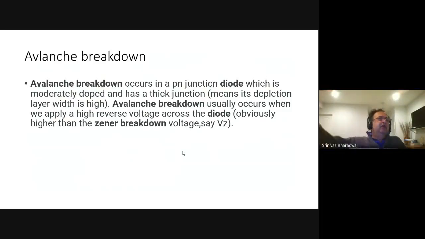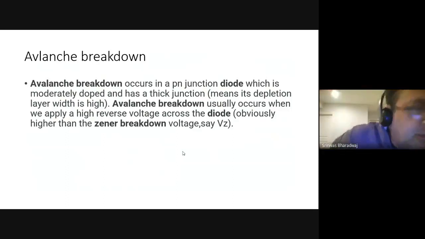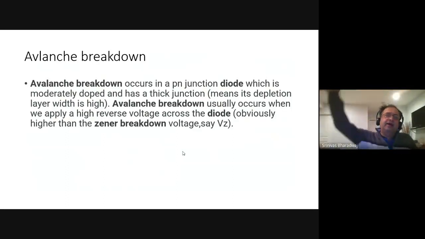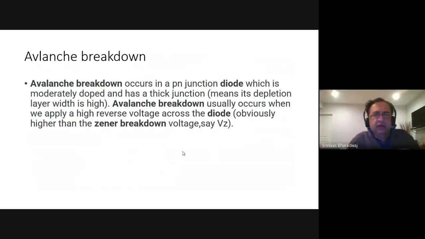The term avalanche is like when you have snow that drops from a height down onto a cliff. When that whole lot of snow falls, it brings with it so much, that is called an avalanche. Avalanche breakdown usually occurs when we apply a reverse voltage across the diode, obviously higher than the Zener breakdown voltage VZ.